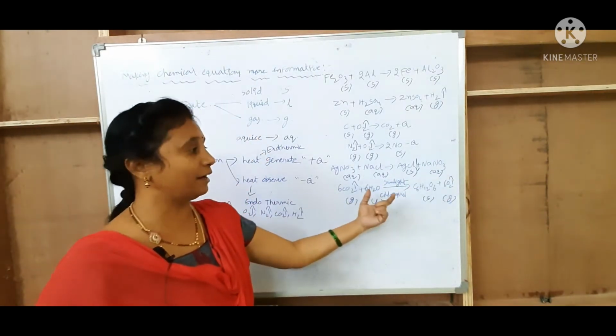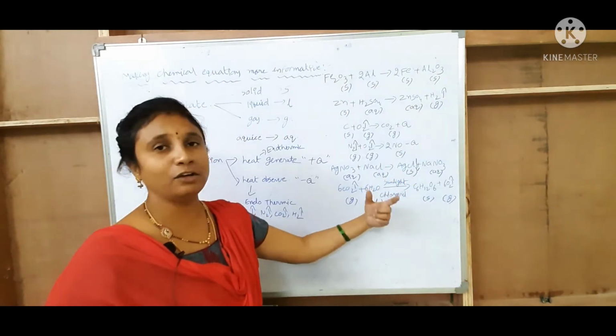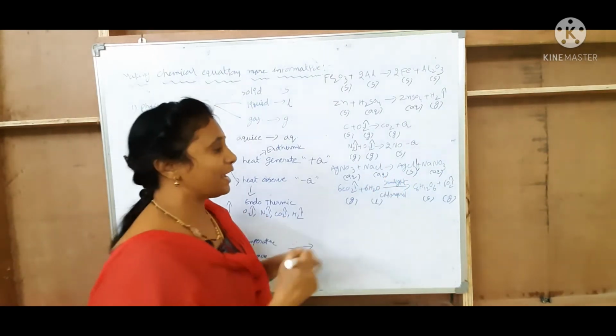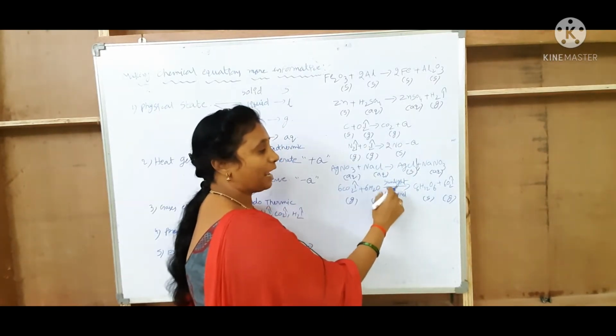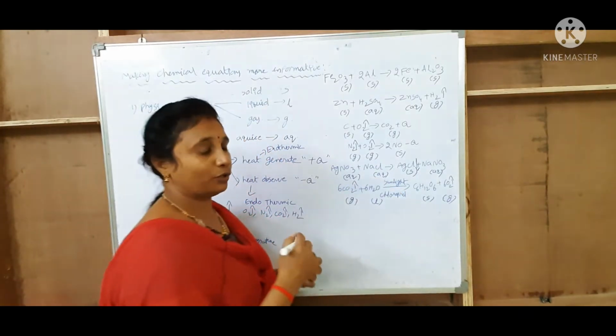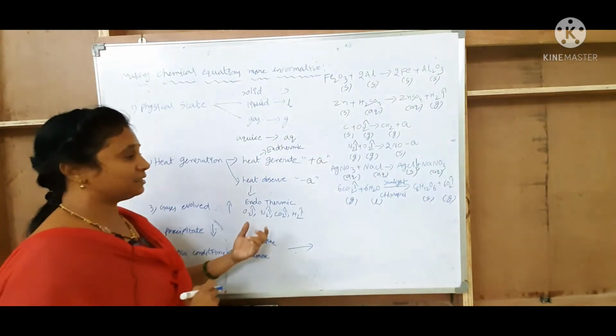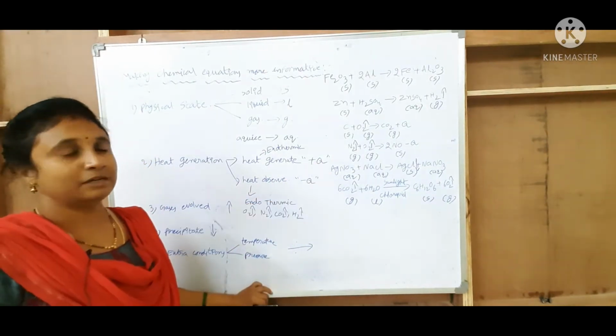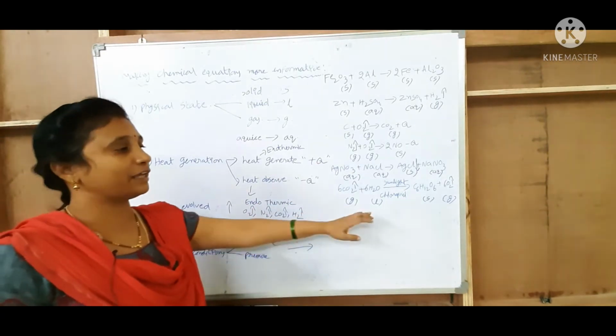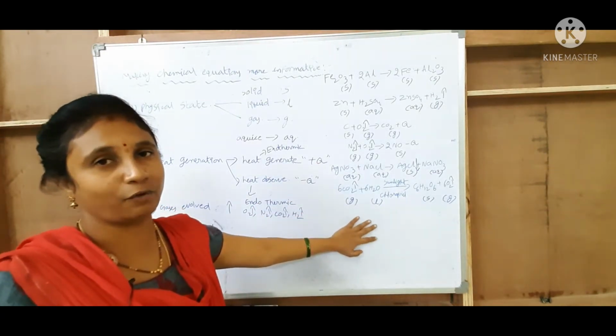Okay, in this equation, it requires sunlight and chlorophyll. That's why I am specifying the extra conditions, sunlight and chlorophyll, above the arrow and below the arrow. Like this you have to specify the chemical equations more informatively.